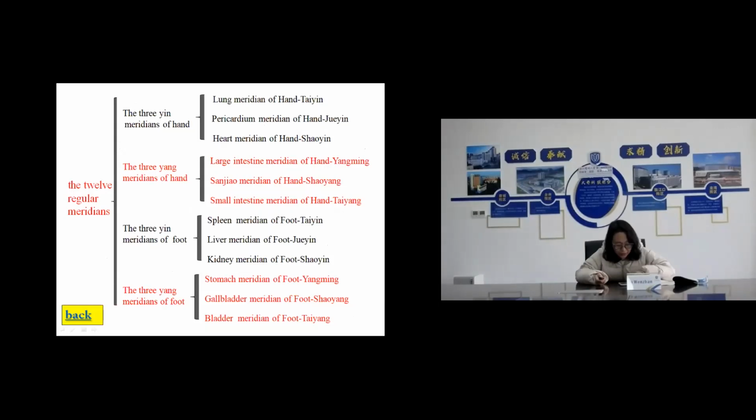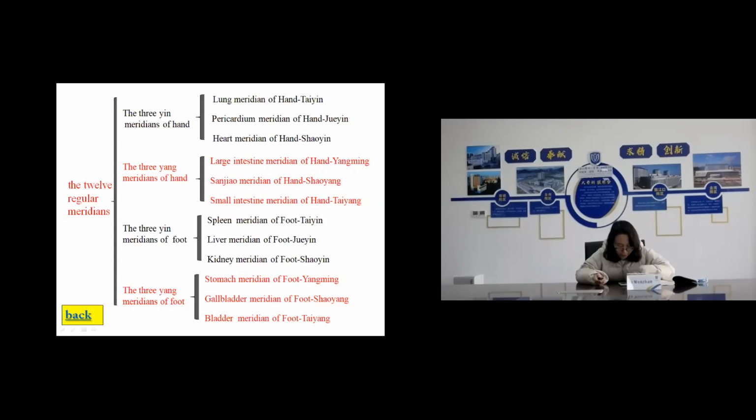So the 12 regular meridians include 3 yin meridians of hand, 3 yang meridians of hand, 3 yin meridians of foot, and 3 yang meridians of foot. The 3 yin meridians of hand are the lung meridian of hand Tai Yin, pericardial meridian of hand Jue Yin, and heart meridian of hand Shao Yin, and the 3 yang meridians of hand are the large intestine meridian of hand Yang Ming, Sanjiao meridian of hand Shao Yang, and small intestine meridian of hand Tai Yang.